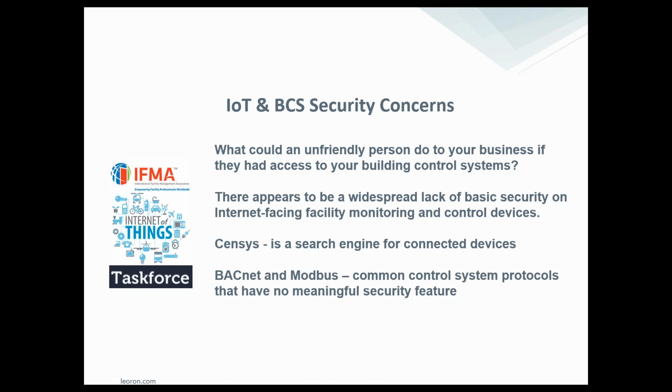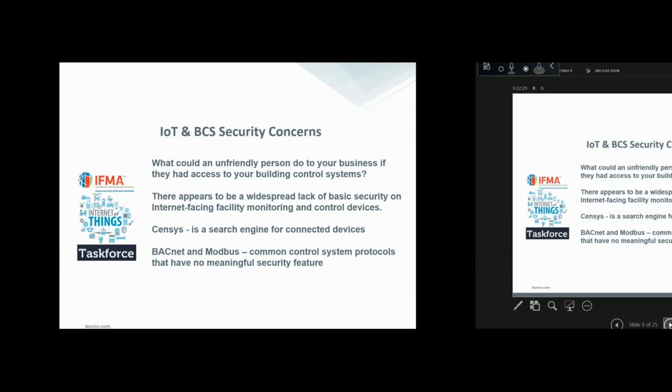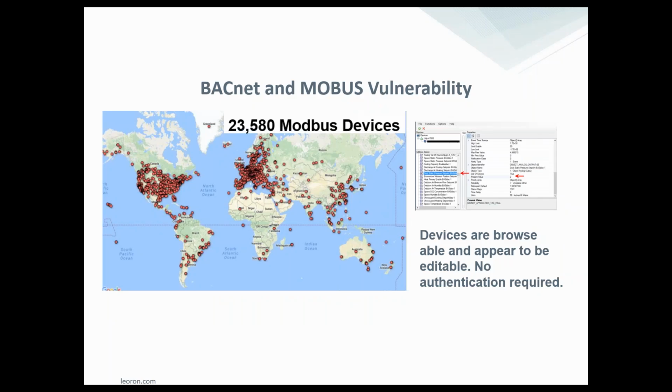So when we go to the next slide, this is a search using Censys, and you see the number of devices that are available. What it did when it did that particular search is that there were almost 24,000 Modbus devices exposed across the world. And you can see that some countries are more dense than others, and probably the countries that you expect to have really detailed building control systems are the ones that were exposed more heavily.